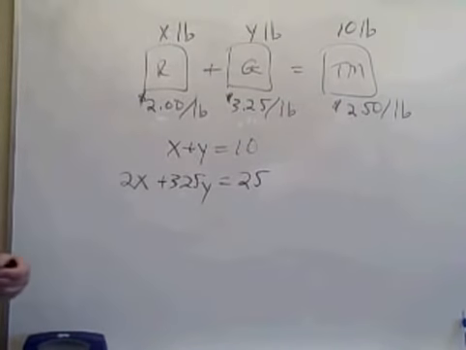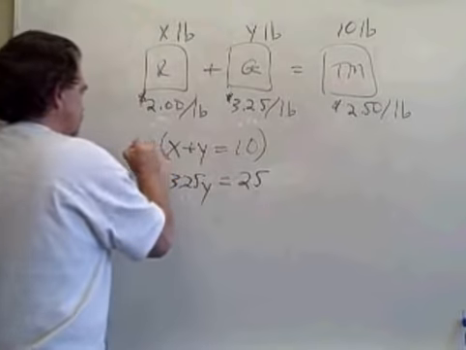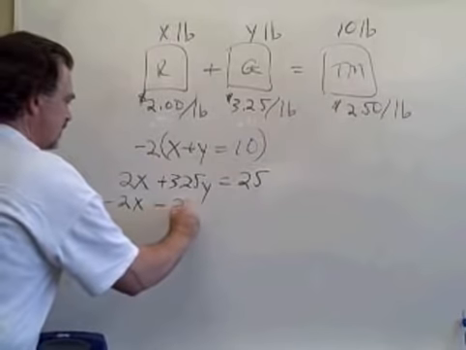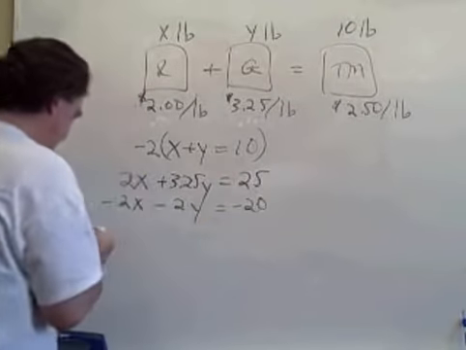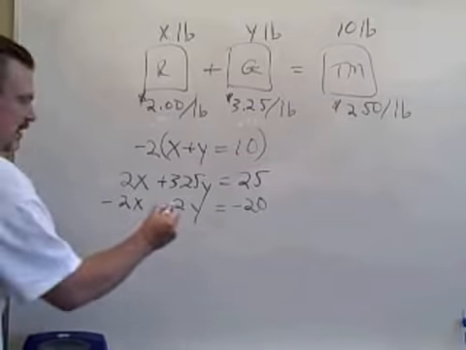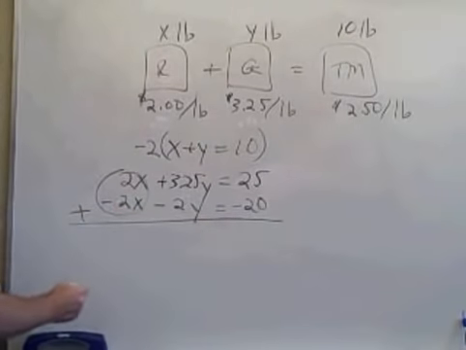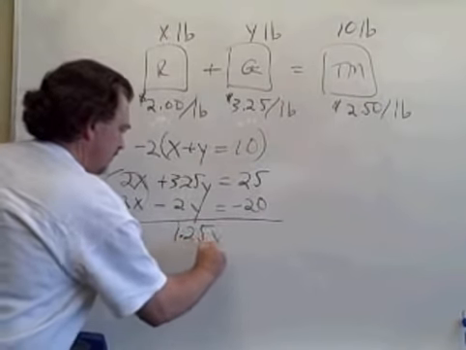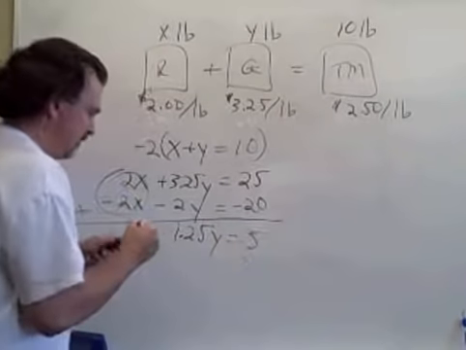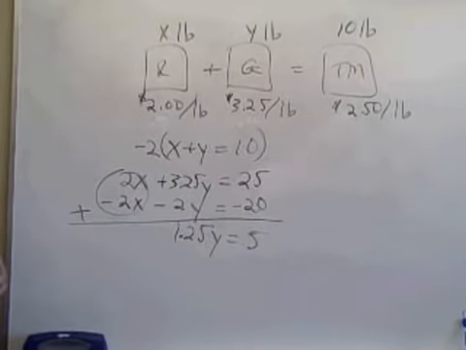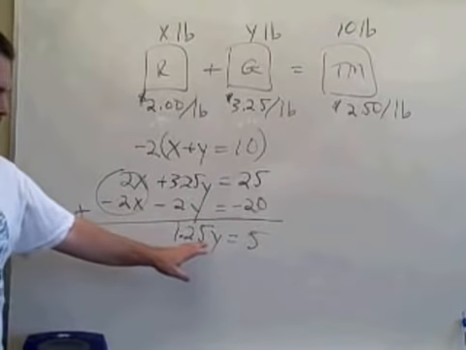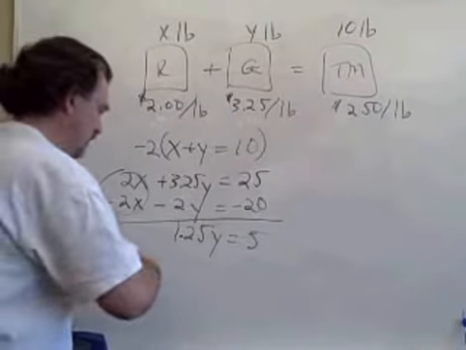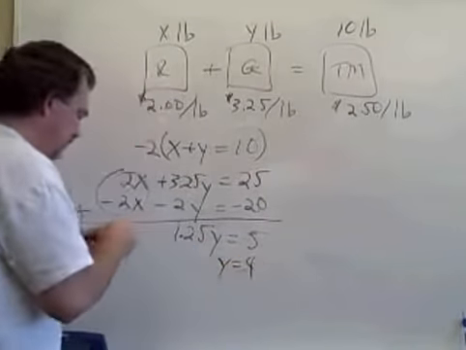Now, can't we take that first equation and multiply it by -2? That would give us -2x minus 2y equals -20. And now we can add those equations. The x's are gone. 3.25 minus 2, isn't that $1.25? That's 1.25y equals 5. 25 plus -20 is 5. And so isn't y going to be 4? Isn't 4 times $1.25 $5, if you want to think of it that way? 4 times $1.25. So y equals 4.